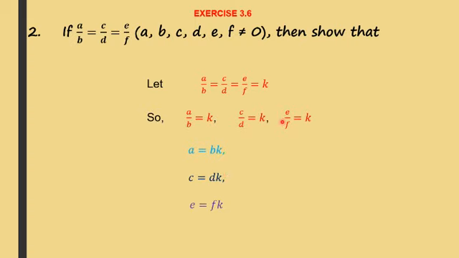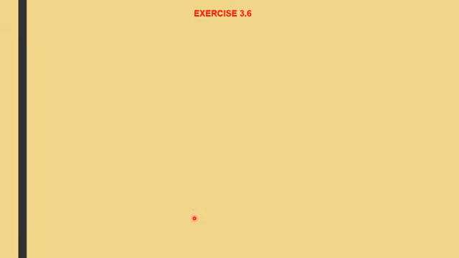Another addition in question number 2 is the value of e. Value of e is equal to fk. In question number 1, we have only a over b is equal to c over d. That's why we know a is equal to bk and c is equal to dk. But in this question, a over b is equal to c over d with the addition of e over f, so e is equal to fk. So we have three formulas for question number 2: a is equal to bk, c is equal to dk, and e is equal to fk.